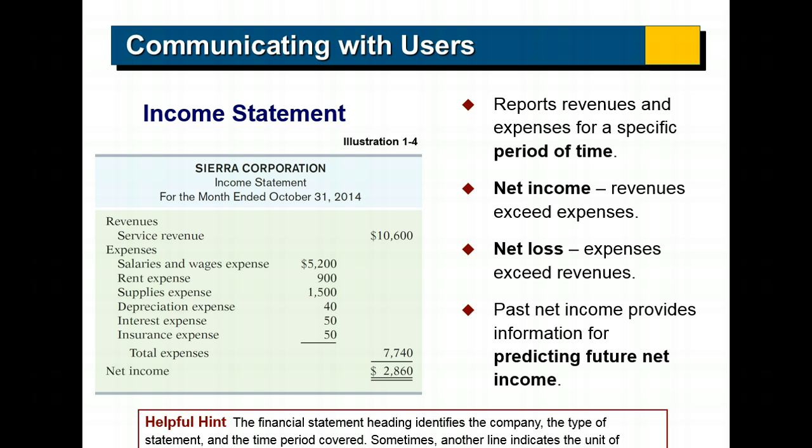So if you get a question from me that says, which of the financial statements covers information over a period of time, what are you going to write?